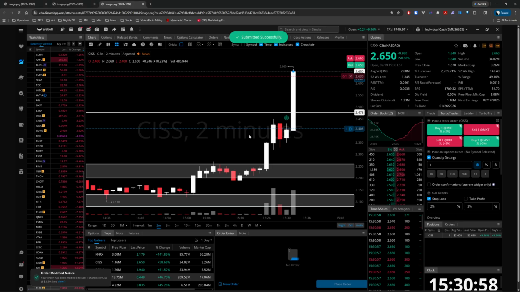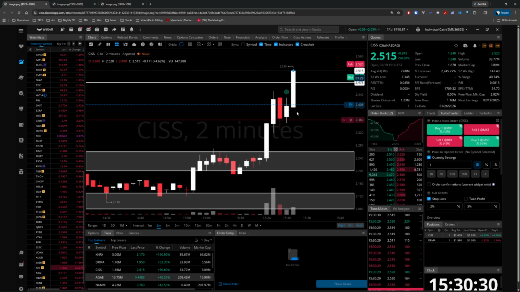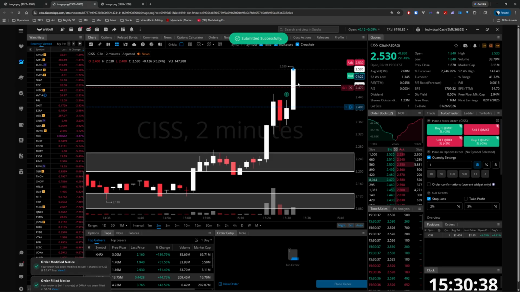So again, I had my entry, I had my stop loss, I had my take profit level, but not an order. Then I moved my stop loss up, and you can put it just above the level too.